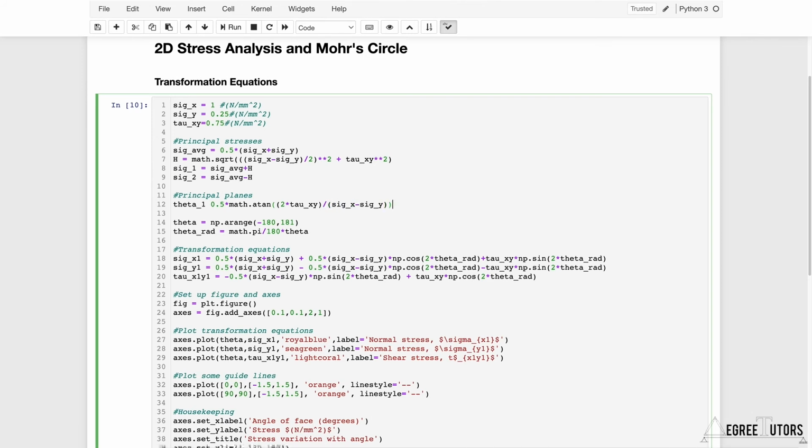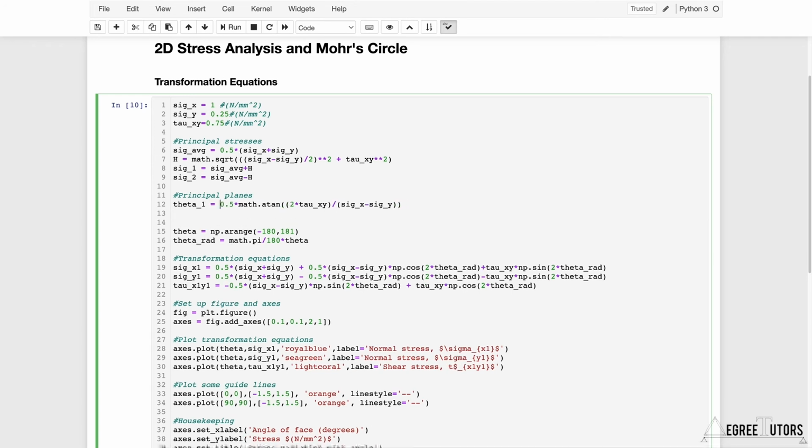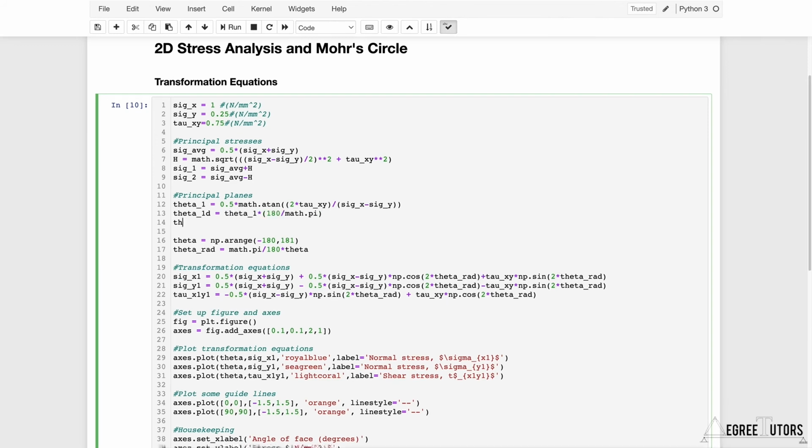Now I don't really want to deal with that in radians. In fact, I'm going to need an equal sign there. I'm not a huge fan of radians, so I'm going to change that to degrees. Let's call that theta 1d. So that's going to be whatever theta 1 was times 180 over pi. And then I'm going to want the other principal plane, which we know is at 90 degrees to the first one. So we'll say theta 2d is going to equal theta 1d plus 90. Simple as that.